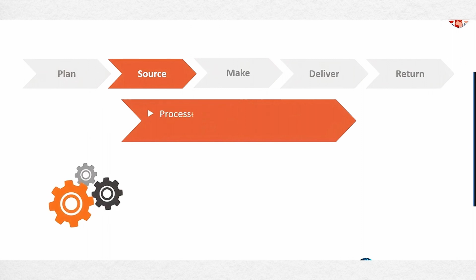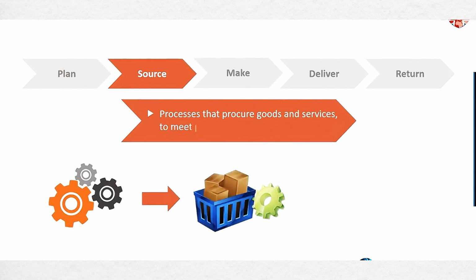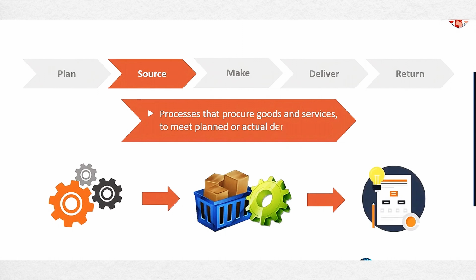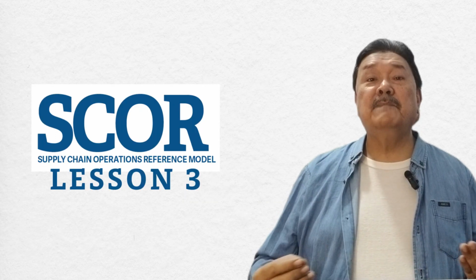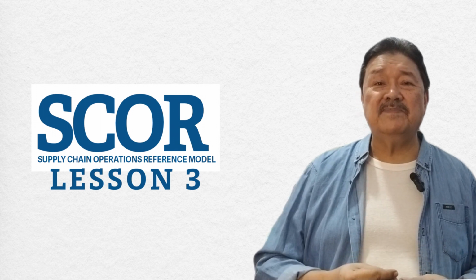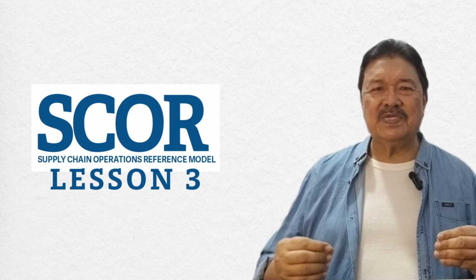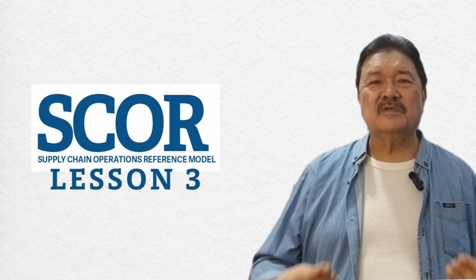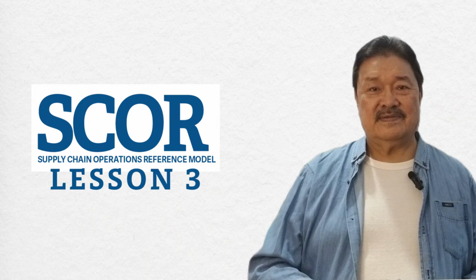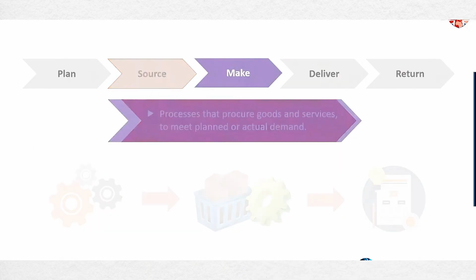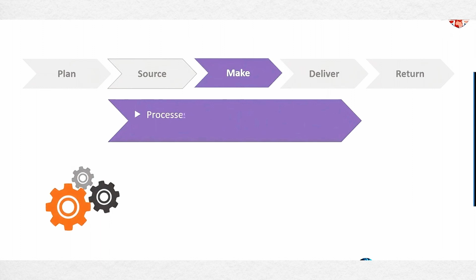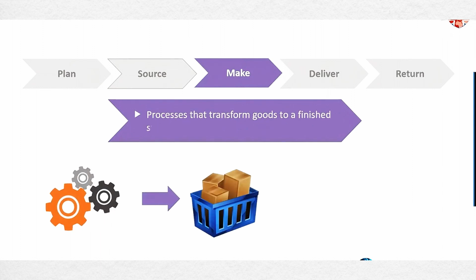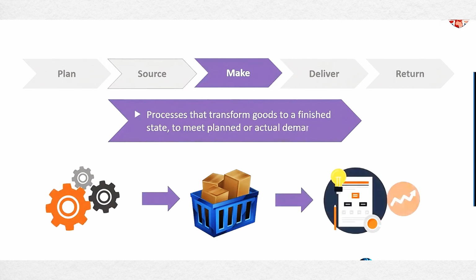Source: these are processes describing the activities involved in scheduling product deliveries, in receiving products, in verifying products, in transferring or moving products, and authorizing supply payments. Make are processes describing the activities associated with the conversion of raw materials or creation of content for services. It includes adding value to products through assembly, mixing, separating, forming, machining, and even chemical processes.